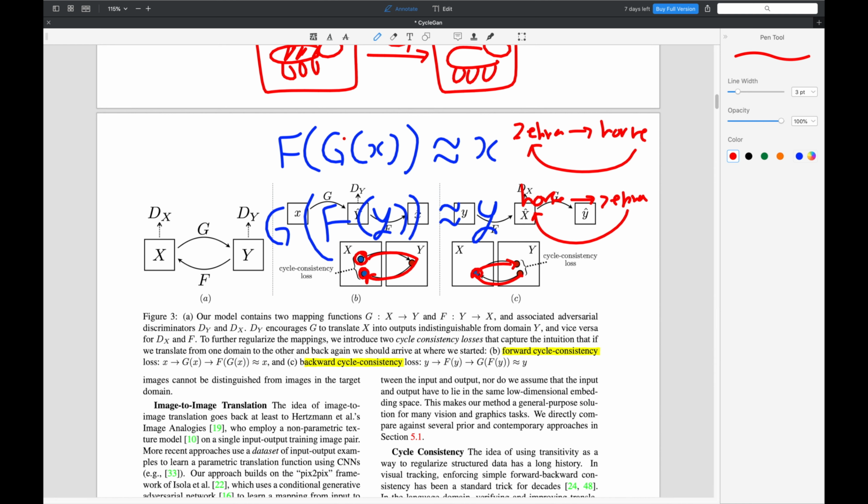Because of that, the network doesn't really care about whether the images generated from G really look like they're from domain Y, or images generated from F really look like they're from domain X. It just wants to minimize this cycle consistency in the easiest way possible. So we need to regularize so that G and F generate images from domain Y and domain X respectively. And this is done using GAN, or Generative Adversarial Network.